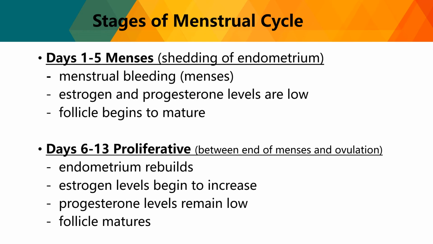So, for the stages of menstrual cycle, Days 1 to 5, menses is the shedding of the endometrium. So you see their menstrual bleeding, estrogen and progesterone levels are low, and follicle begins to mature. And then day 6 to 13 is the proliferative phase. This is between end of menses and ovulation. So the endometrium rebuilds, estrogen levels begin to increase, progesterone levels remain low, and follicle matures.